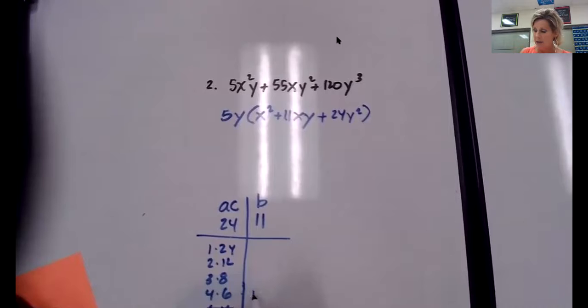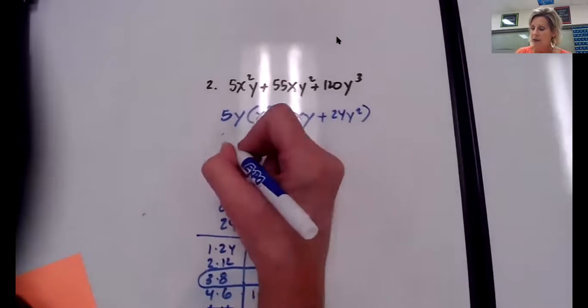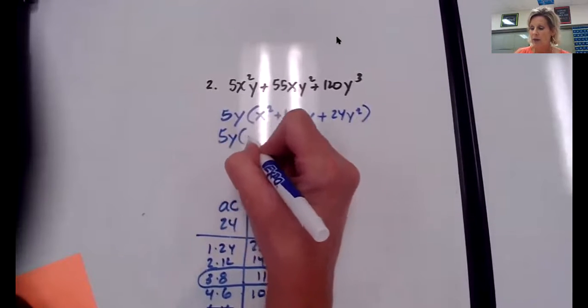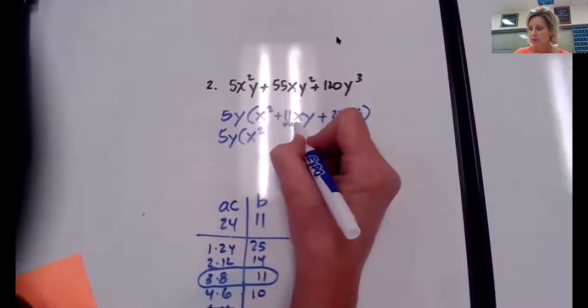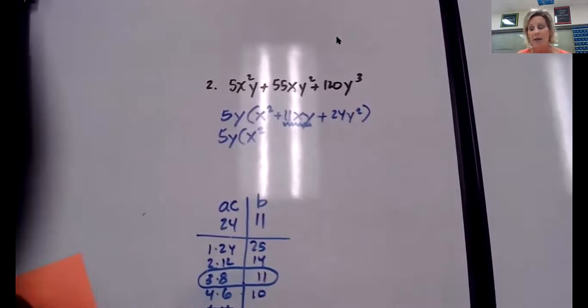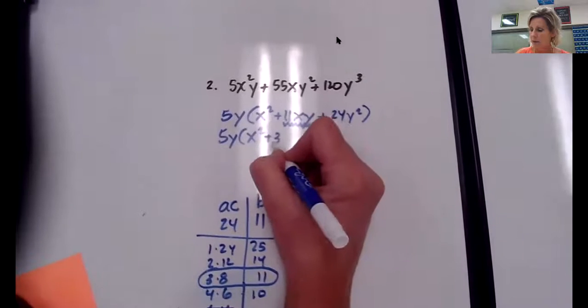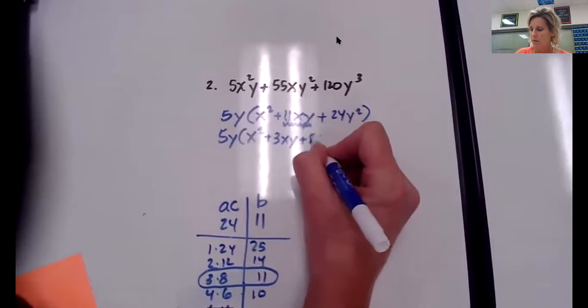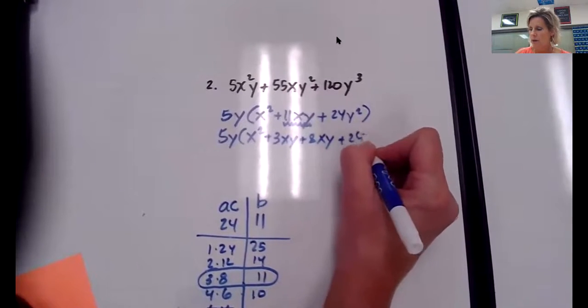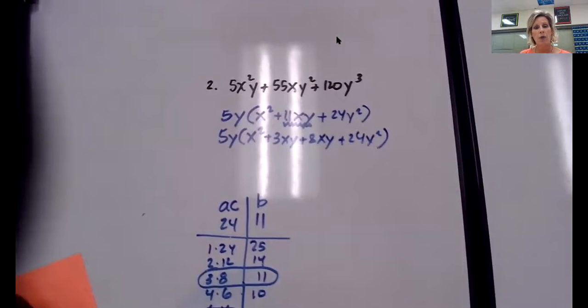So these add up to 10, 3 and 8 add up to 11, 2 and 12 add up to 14, and 1 and 24 add up to 25. I need 11, so here's my option. It's going to be 3 and 8. So the 5y must be recopied. The x squared must be recopied. But rewrite 11xy as 3xy and 8xy, and then the plus 24y squared.